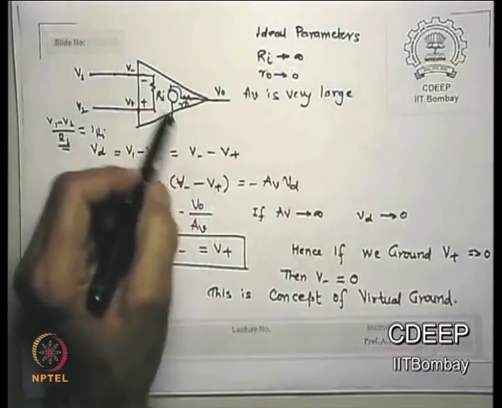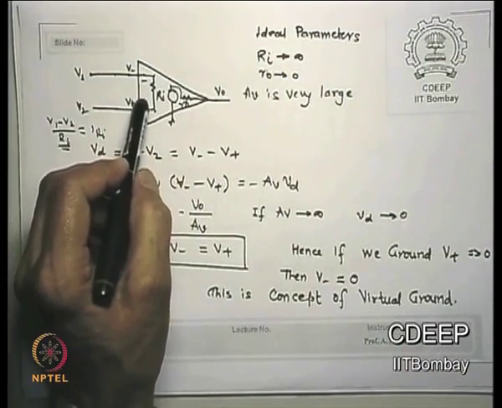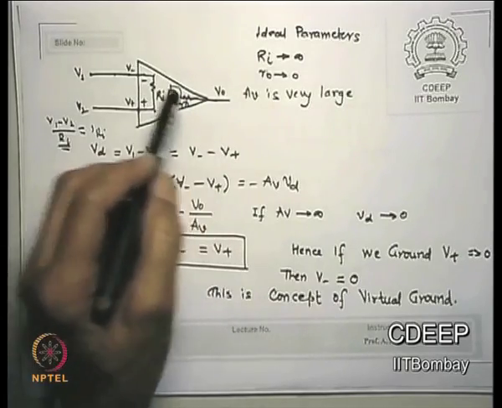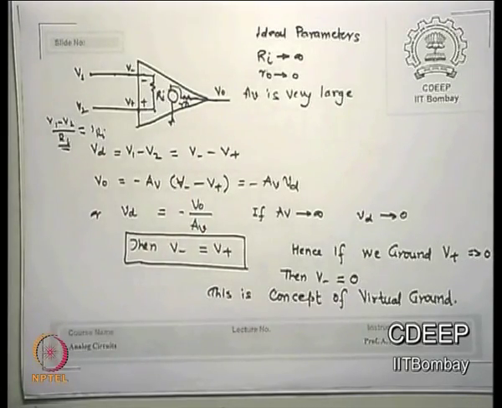So either way you look at it, why is this coming either way? Because in deriving this circuit, I assumed Ri infinite anyway. That is why I derived this. So it is not two different things, but essentially both ways you see V minus will be equal to V plus in an OPAMP circuit, provided the open loop gain is extremely high. How much gain do you expect? At least 10 to the power 4 and above, or preferably 10 to the power 5 and above. That is the reason.